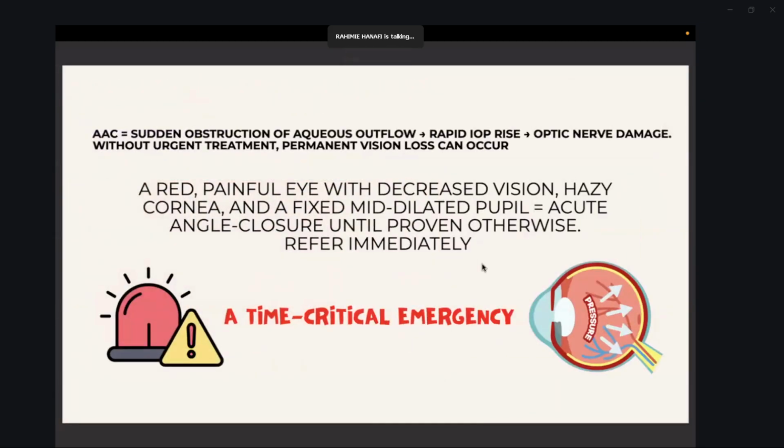Okay, so AAC: sudden obstruction of aqueous outflow leading to rapid intraocular pressure rise, leading to optic nerve damage. You get this photo here. Without urgent treatment, permanent vision loss can occur. So any red, painful eye with decreased vision, hazy cornea, and a fixed mid-dilated pupil will be acute angle closure until proven otherwise. So refer immediately, and AAC is also a time-critical emergency.